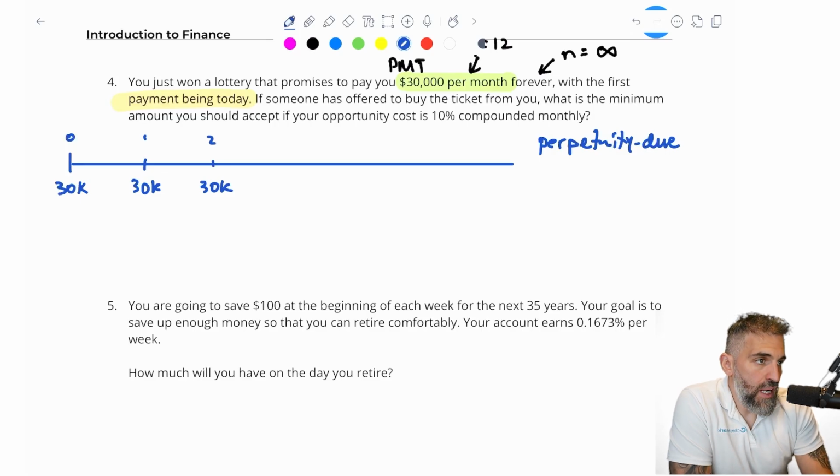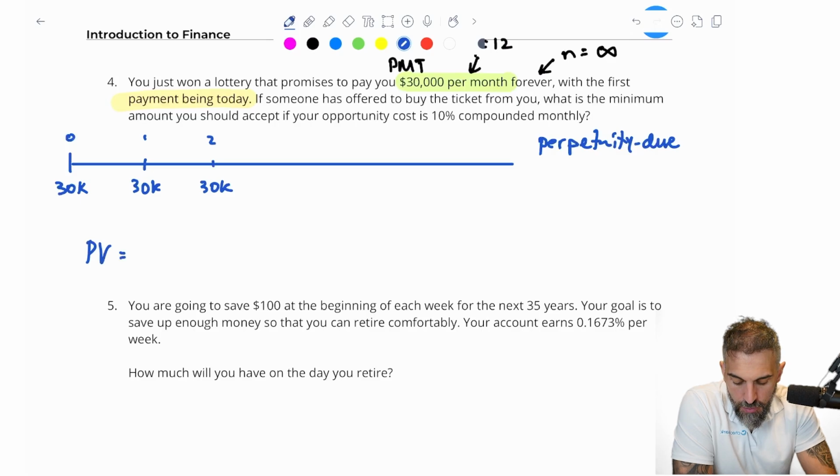Someone has offered to buy the ticket from you. What is the amount you would accept? So in other words, what is this ticket worth today? We're looking for the present value. To find the present value of a perpetuity due, the formula is PMT over K multiplied by 1 plus K.